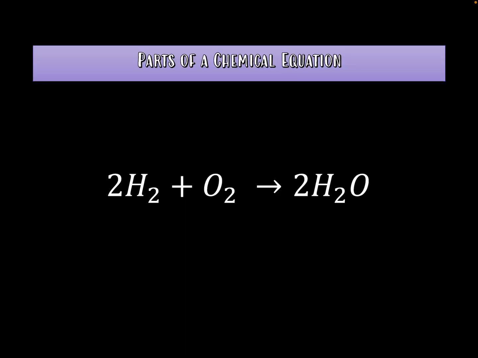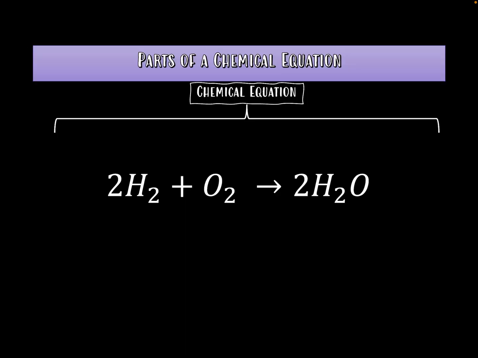So parts of a chemical equation. This is an entire chemical equation. So we have 2H2 plus O2 gives us 2H2O. Now we'll see hydrogen and oxygen are written with a subscript of 2, and that's because they are diatomic elements, and we'll talk about that in a second.